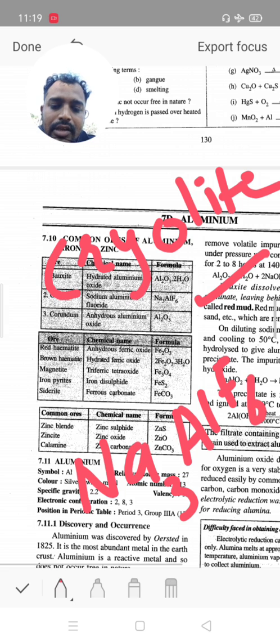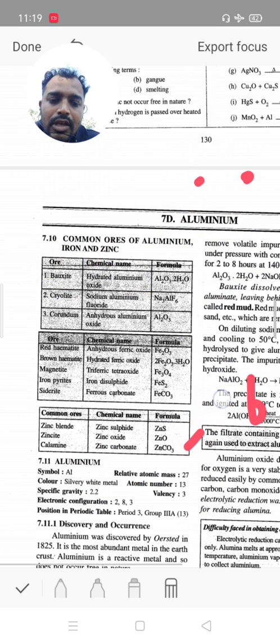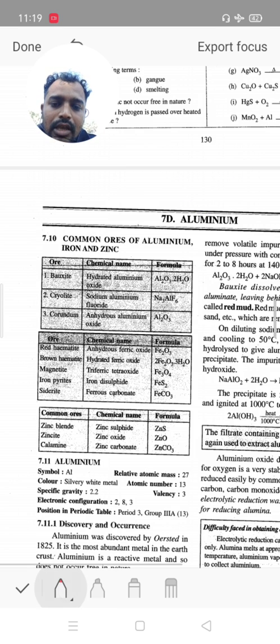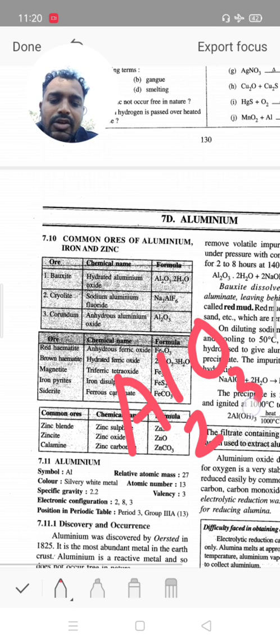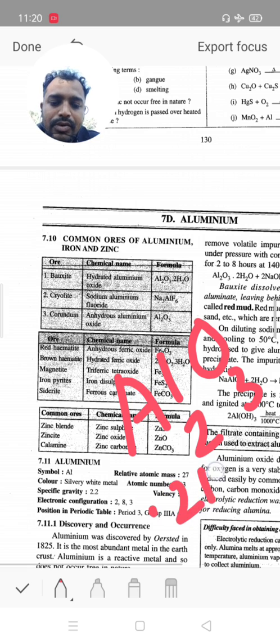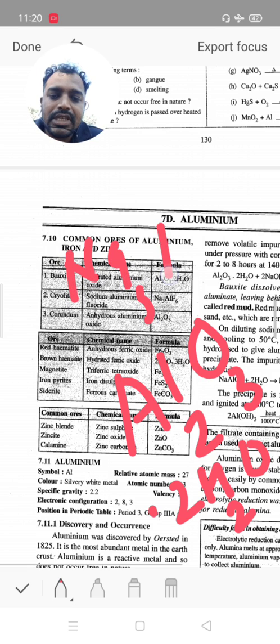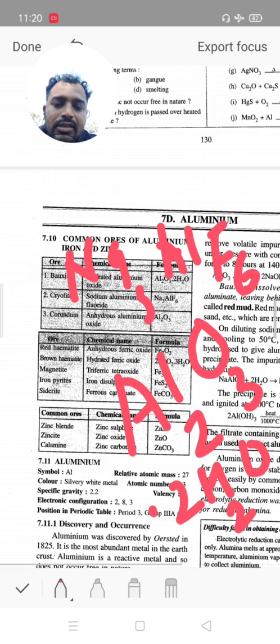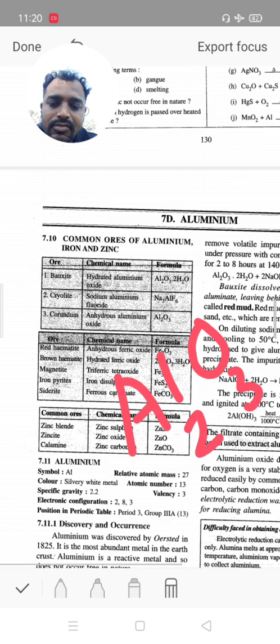Third one is corundum. It is an anhydrous aluminium oxide and its formula is Al2O3. These are the important ores of aluminium. First is bauxite, Al2O3·2H2O. Second is cryolite, Na3AlF6. Third is corundum, anhydrous aluminium oxide, Al2O3.